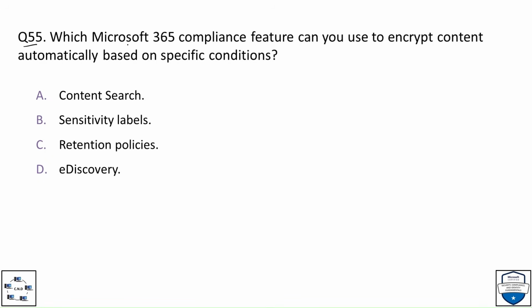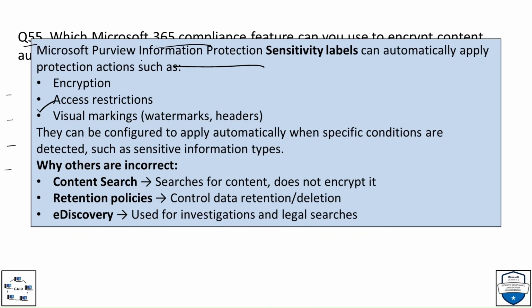Question number 55, which Microsoft 365 compliance feature can you use to encrypt content automatically based on specific conditions? Option A, content search, option B, sensitivity labels, option C, retention policies, and option D, e-discovery. And the correct option is option B, sensitivity labels.